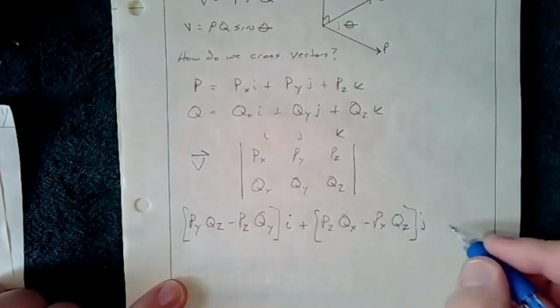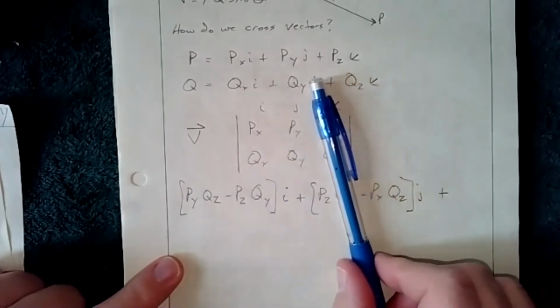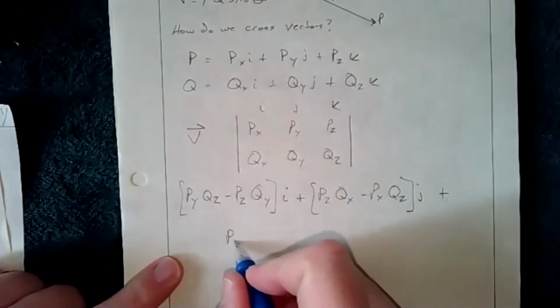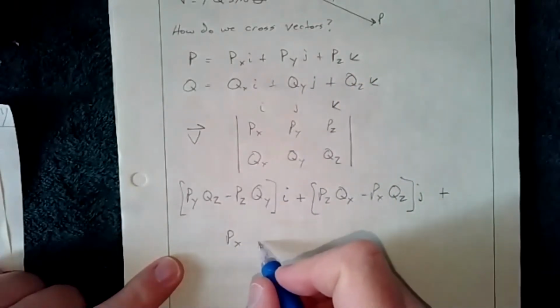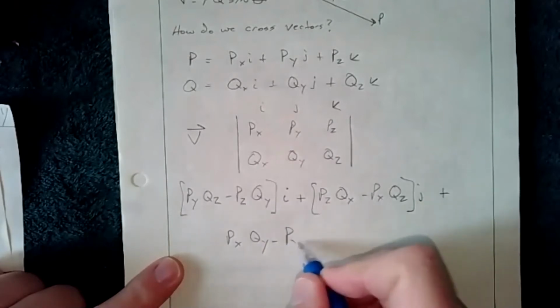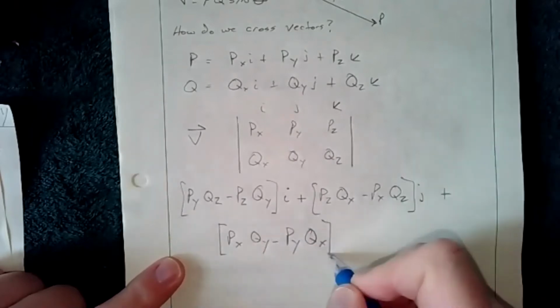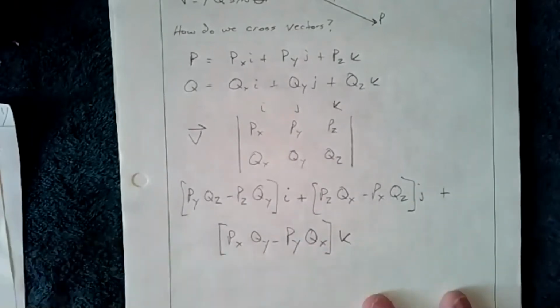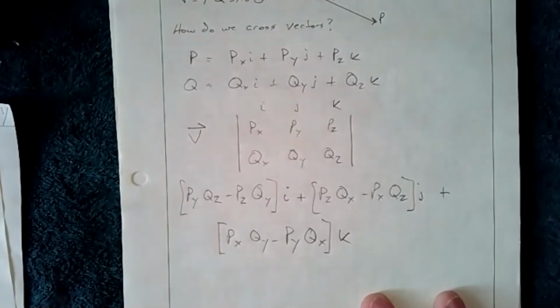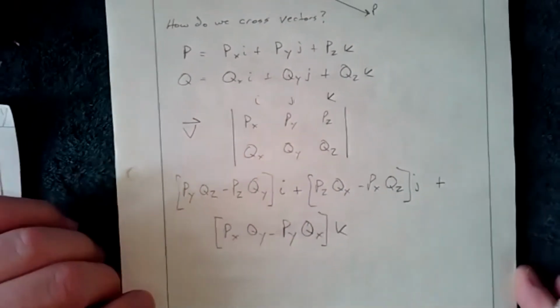And then minus Px times Qz. That's my j. And then lastly, plus, and then we have to cover the k. And so we know it's Px times Qy minus Py times Qx. And that's k. And there you have it. So if you're rusty, that's how you do cross products.